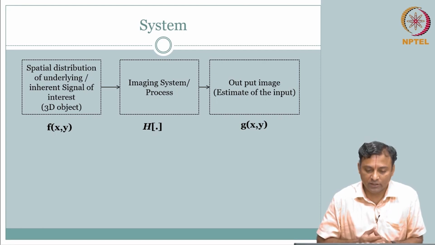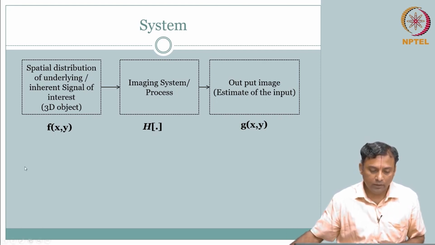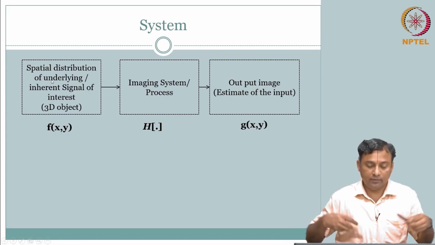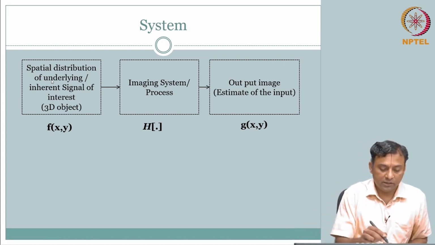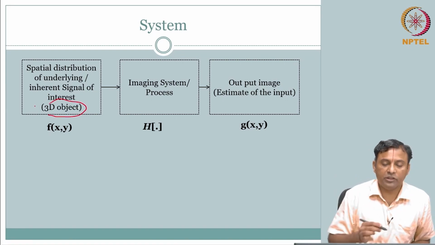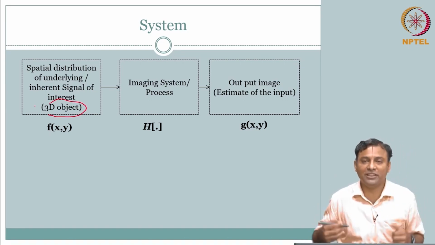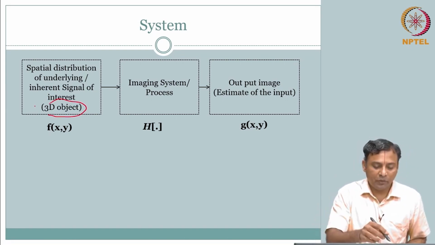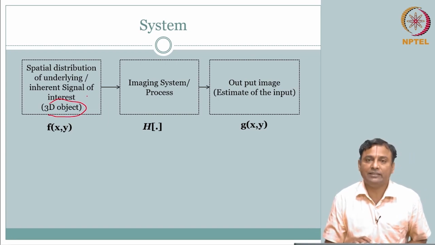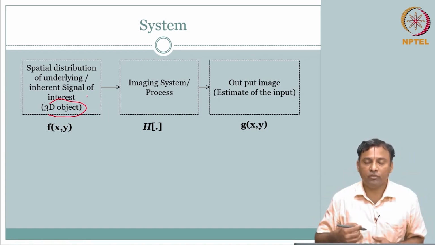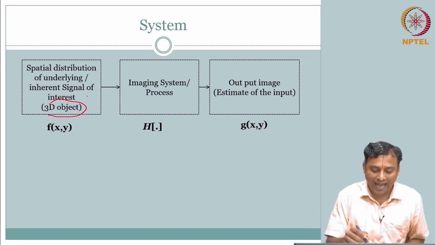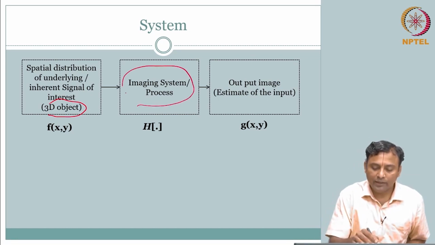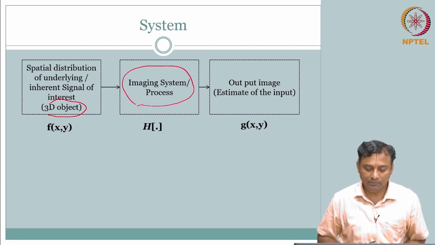So, in the imaging system, we have some input, right? We have an input which is our 3D spatial distribution. So, a 3D object, but it is essentially the human body, but you have some inherent signals of interest. So, we have a distribution of whatever property as seen by the principle of the imaging system.